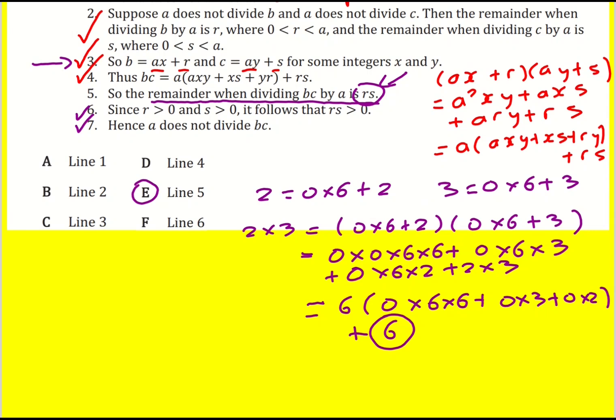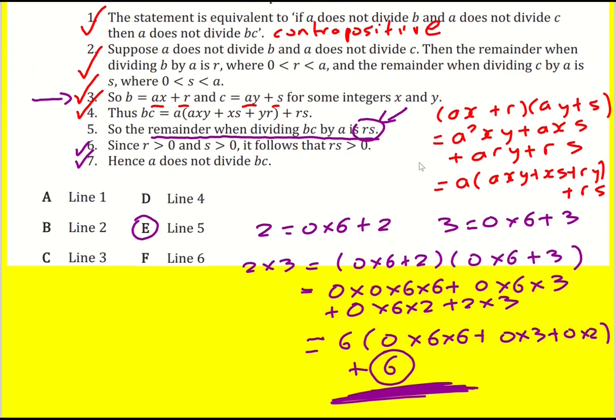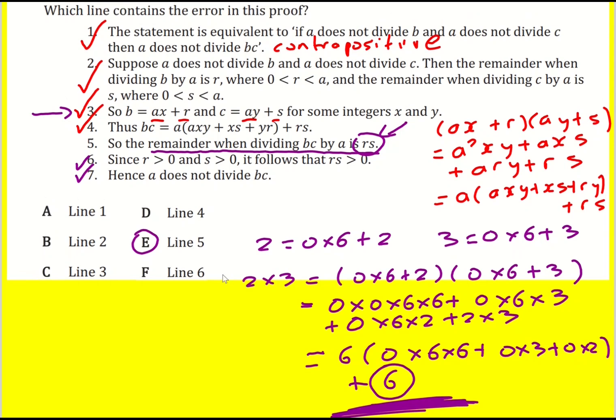What we are seeing in this example is that RS might be greater than 0, but that doesn't mean that A doesn't divide BC, because A actually goes into this remainder. It didn't go into 2 and 3, but it does go into their product. So that is at the heart of why the proof fails. Hopefully that makes sense, and it's line 5 where it falls apart.